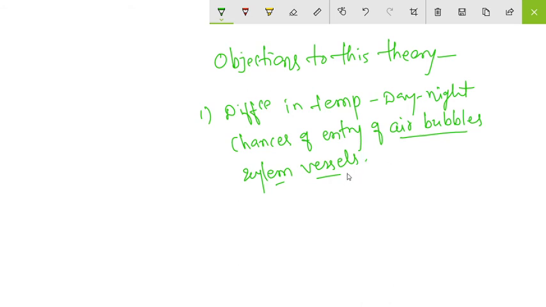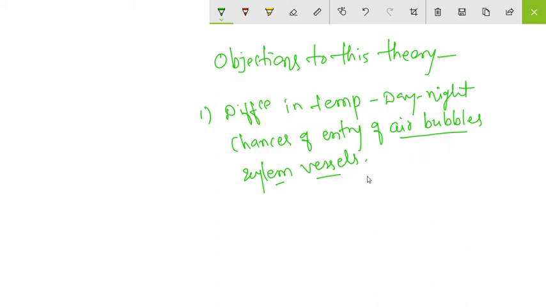According to some workers, when there is a creation of air bubbles, the water column may become discontinuous, and due to this it may show disturbance in water conduction. Just as we see that if we start a motor and the motor catches an air bubble, the water is not pulled up in that place. A similar type of objection is this.